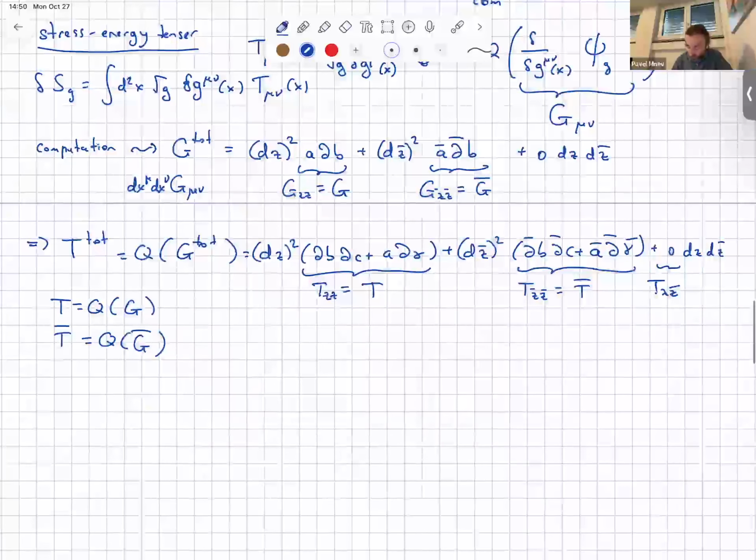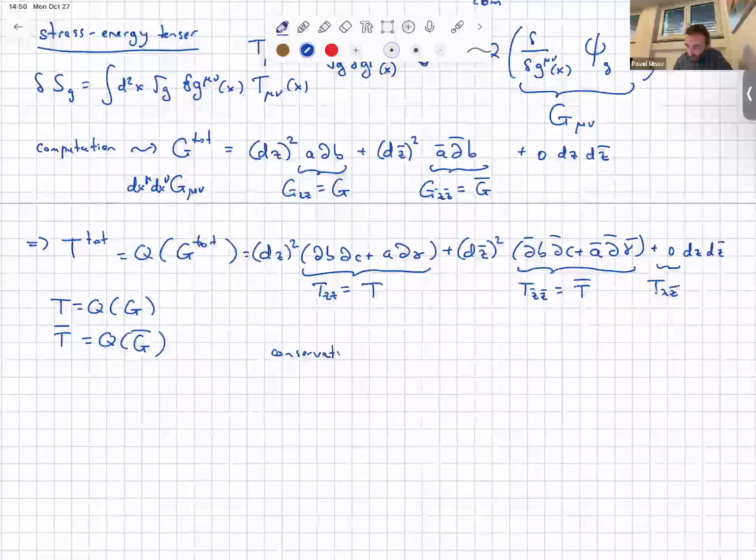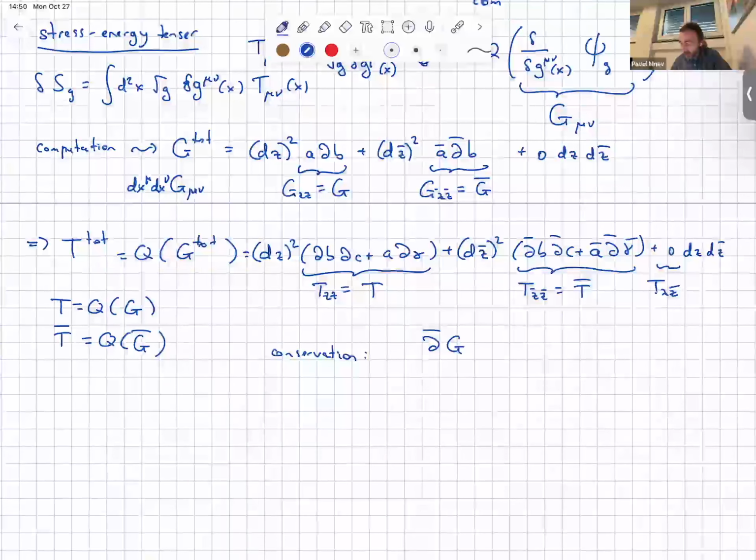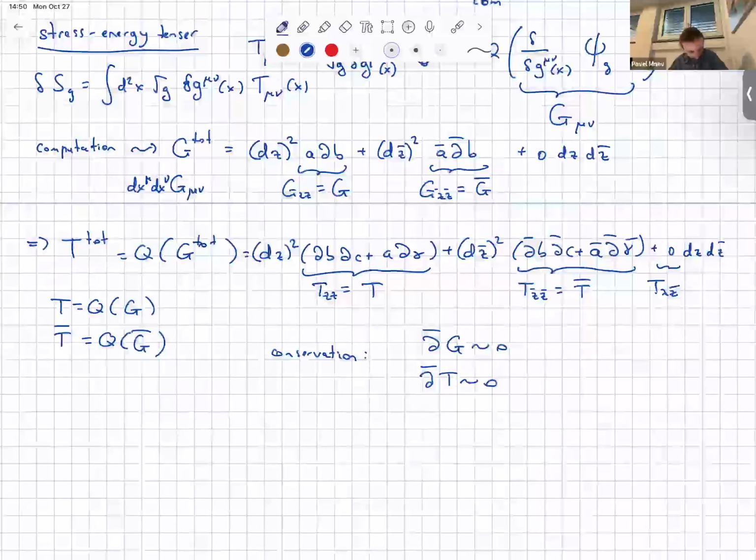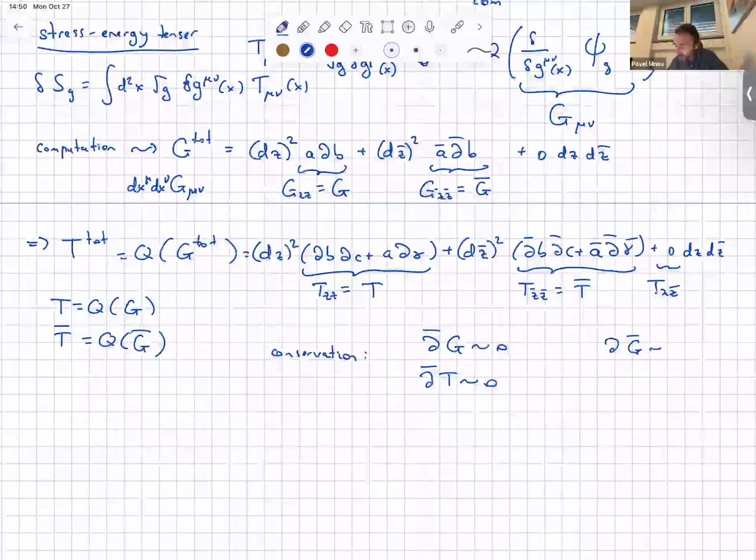And we have the conservation laws. So we have that G is holomorphic modulo equations of motion, and T is holomorphic modulo equations of motion, and likewise for G bar and T bar. So this is actually what I wanted to say about the classical theory, and now I wanted to talk about quantum theory.